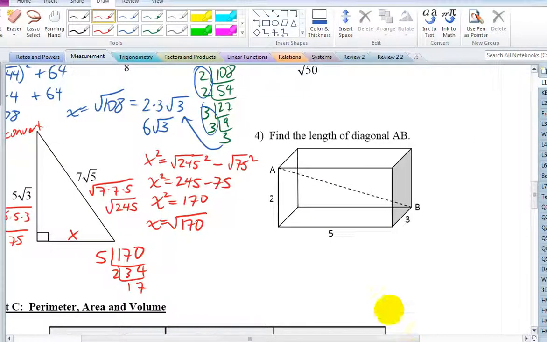All right. Now, this is the bread and butter. This is the classic. Star it. They love this question. Okay. What we call this the super hypotenuse. That's what I call it. Or the super diagonal. Diagonal. I can't spell. Okay?